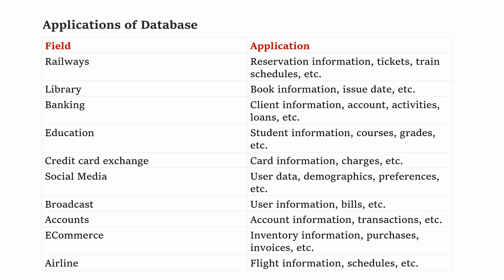Then we can simply move to the applications of databases. Which are the areas where these databases are used? Databases are used in every aspect of life, we can say: in social life, railways, library, banking, education, credit card exchange, social media, broadcast accounts, e-commerce, airline, and many more. These fields have a lot of information, so they definitely need a database to use the information efficiently.